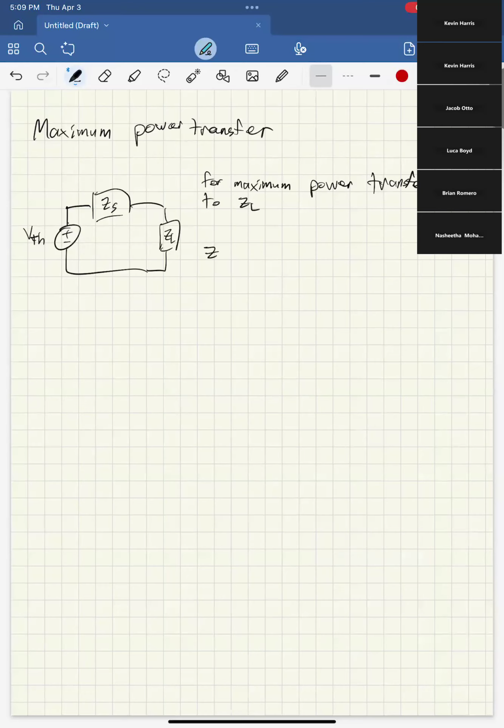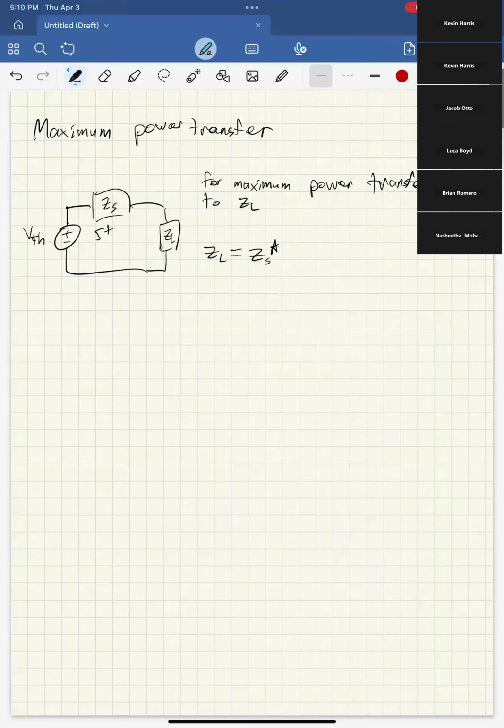We want Z L to be equal to the conjugate of Z S, which makes sense if you think about it, because maximum power transfer will be given when all the power is actually dissipated as heat. That means there's no power being shifted around in the capacitance or inductance of the system. So if Z S is equal to A plus JB, or I'll just give it actual numbers, maybe that'll be nicer.